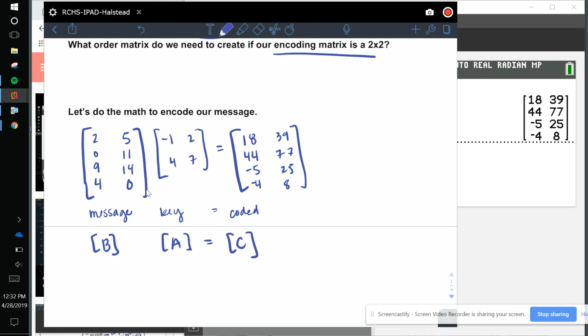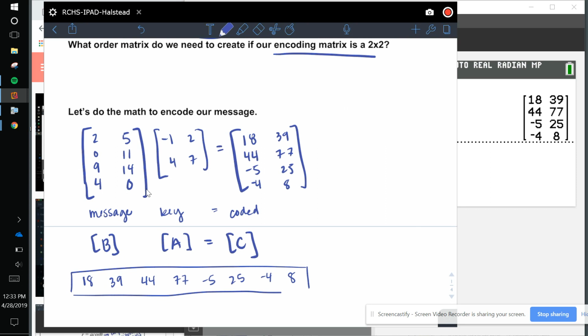If you wanted a secret language to pass notes or whatever, you guys can create a secret encryption key that you could use to pass your secret messages to your friends. And then they would have to figure out what the key was in order to uncode the message. So this is our coded message. And now I'm going to show you how to uncode a message.